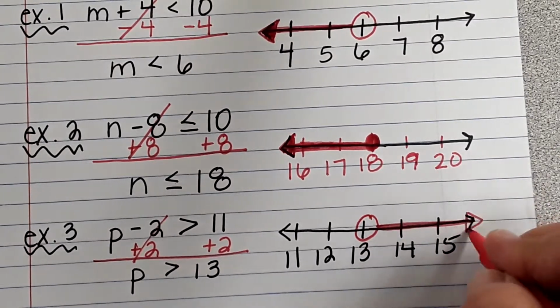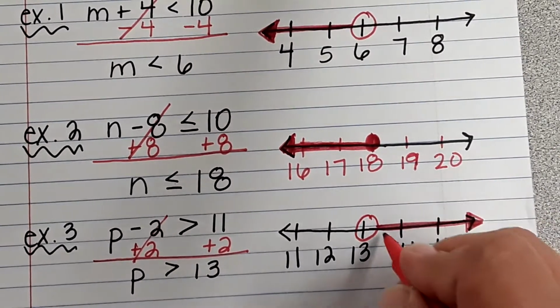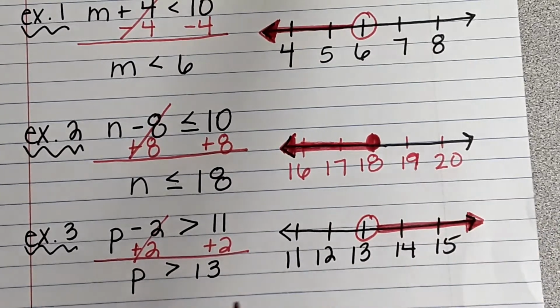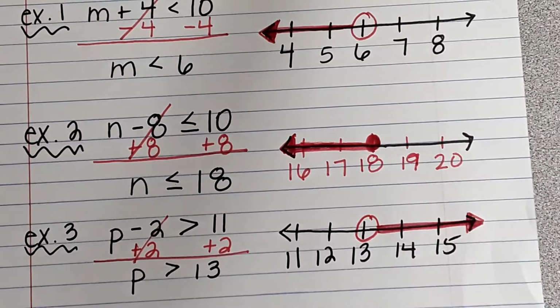What that means is any of these numbers, anything that is greater than 13 will make this answer true. So if you plugged in 22 for p, you would get a true statement. Because remember, in an inequality, you have more than one answer. That's why it's an inequality. It's also why we graph it. Okay? So let's do example 4.